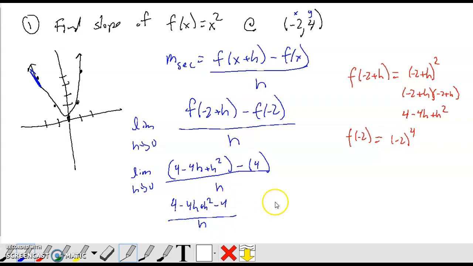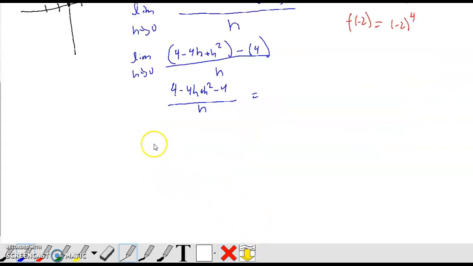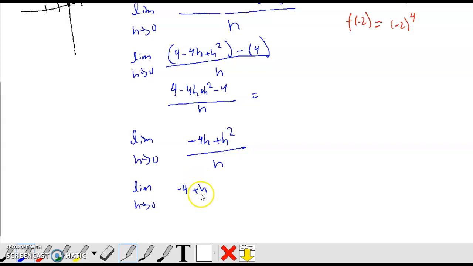The 4 and the 4 cancel away, leaving you with the limit as h approaches 0 of negative 4h plus h squared all over h. The h's can be simplified. So this is the limit as h approaches 0 of negative 4, and then plus h. So now I can plug in the 0 for h. So negative 4 plus 0. So here's my slope. So the slope of this graph at this point should be negative 4.